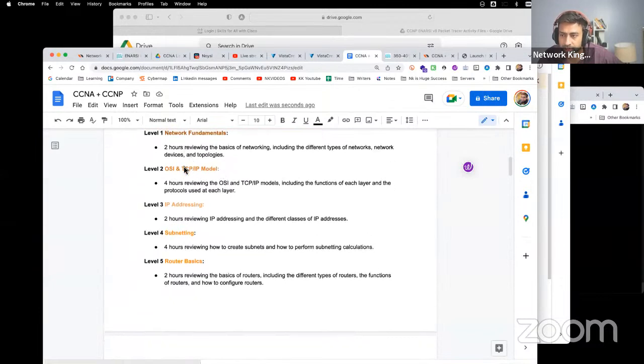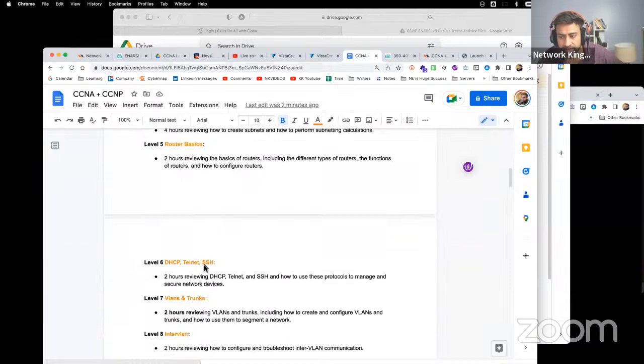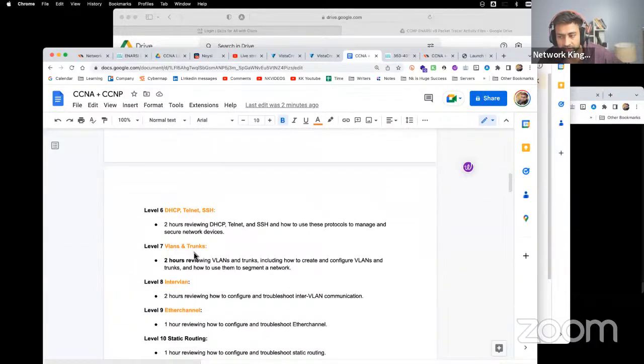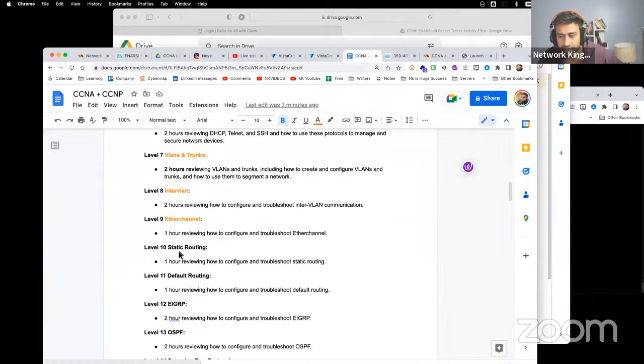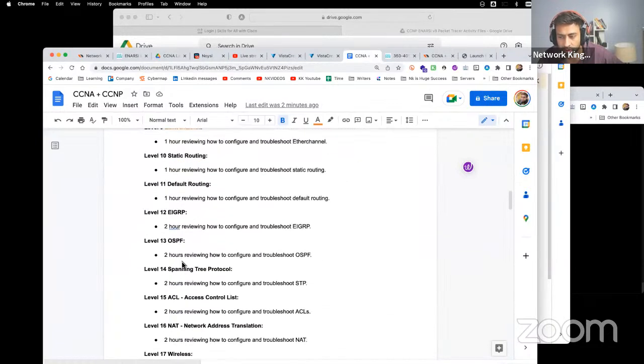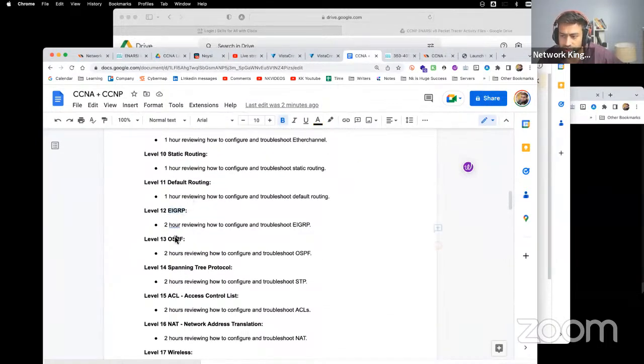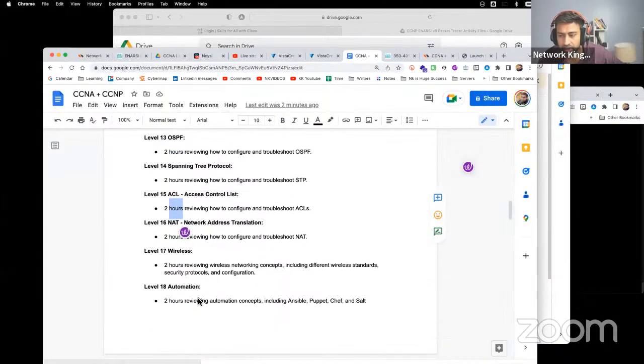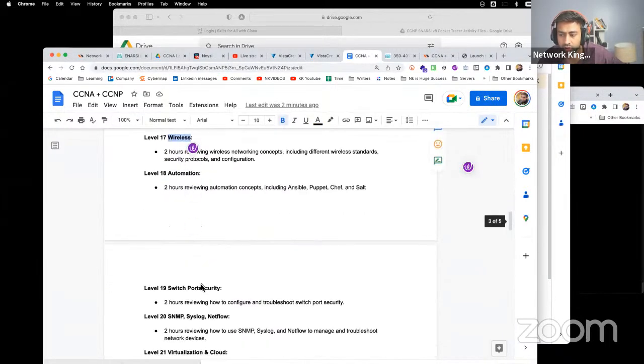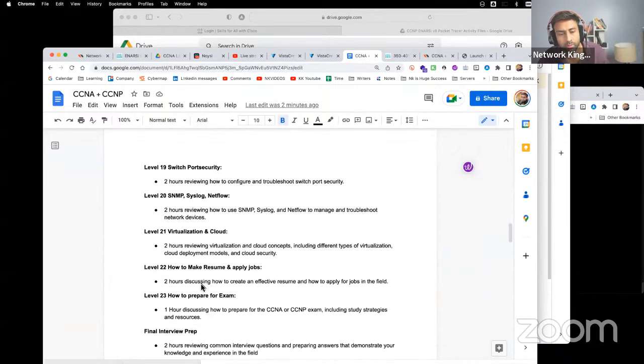Network fundamentals, OSI model, IP addressing, subnetting, router basics, DHCP, Telnet, SSH, VLANs and trunks, inter-VLAN, EtherChannel, static routing, default routing, basics of EIGRP, OSPF, spanning tree, ACL, NAT. Some basics of wireless and automation. So in CCNA, normally you learn about network basics, port security, a little bit of virtualization, cloud. And this is how you can prepare for your CCNA exam.